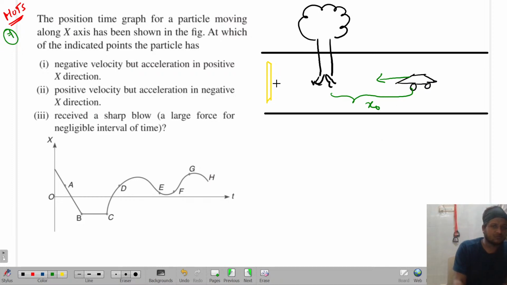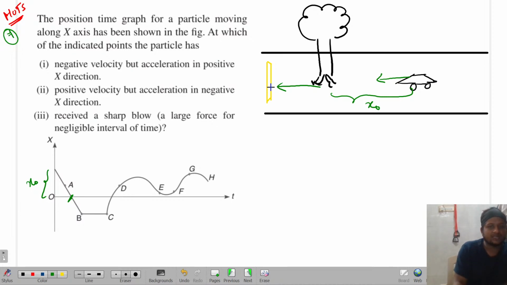When the car starts moving towards this wall, this x naught is going to decrease. So initially you have that displacement x naught. What has happened till this point, when the car comes over here near this reference frame of tree? Total displacement has become 0. After that, again this car starts to move in this direction, and it collides with the wall.